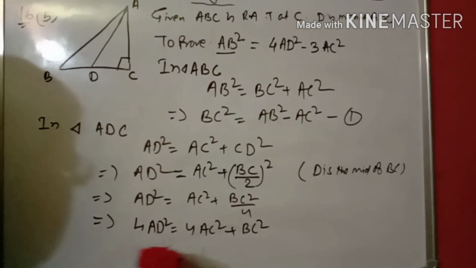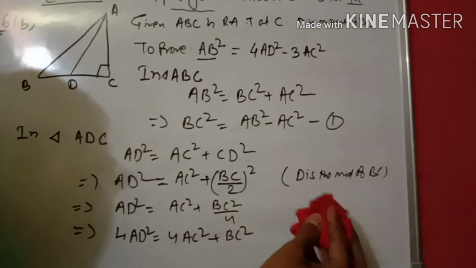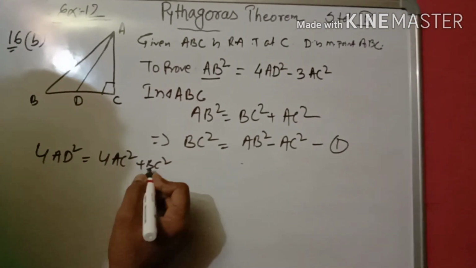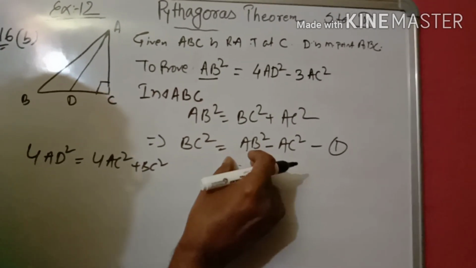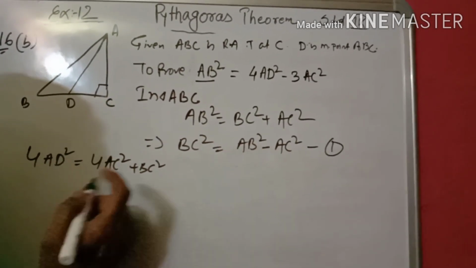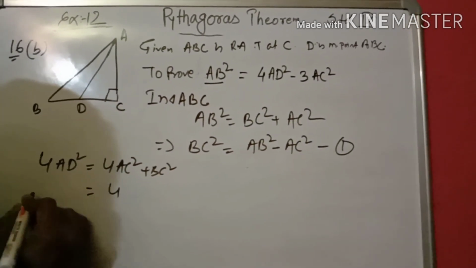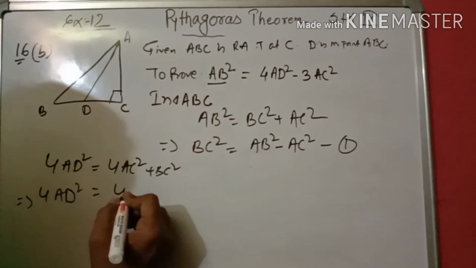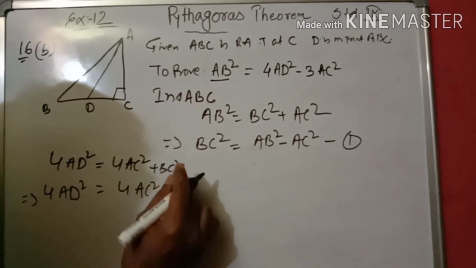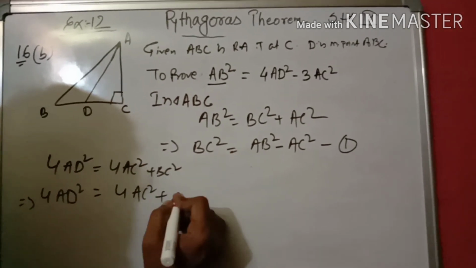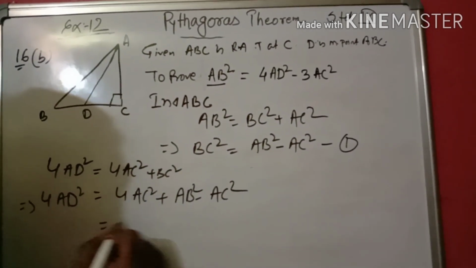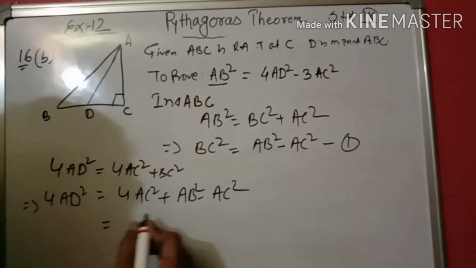Now I'm leaving this part here. 4AD square equal to 4AC square plus BC square. Now instead of BC square I can write AB square minus AC square, so 4AD square equal to 4AC square plus AB square minus AC square.